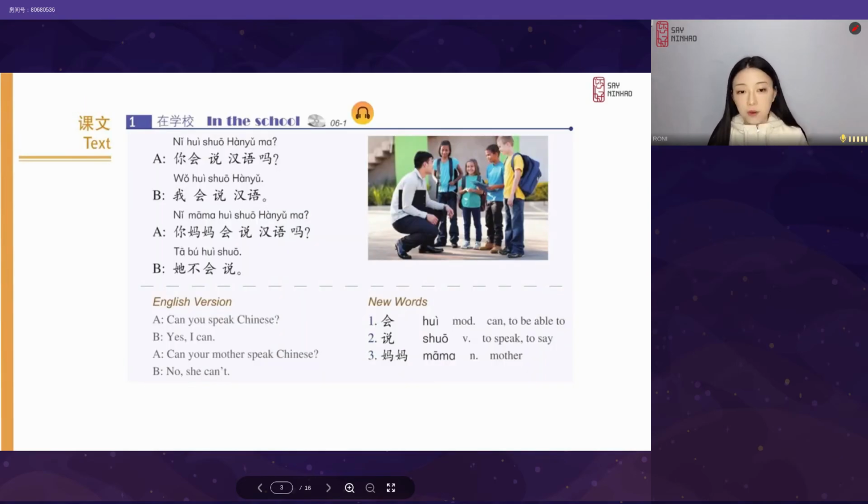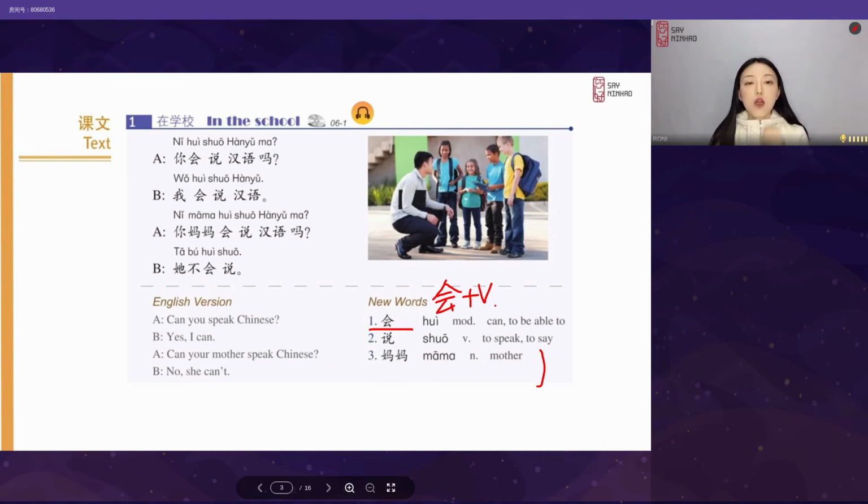Okay, now let's move on to our first text. So first, new words as usual. First, 会. The initial 喝, the final 味, and the tone is the first tone. Read after me, please. 会. It means can, be able to. It is a modal verb. So whenever you want to say you can do something in Chinese, okay, then you can use 会 plus a verb.